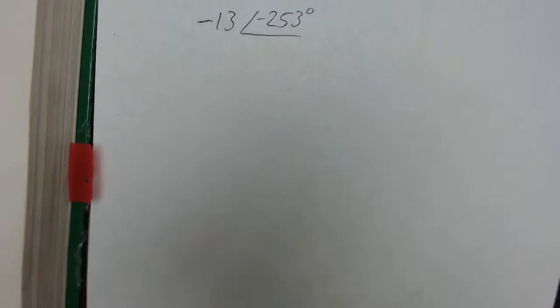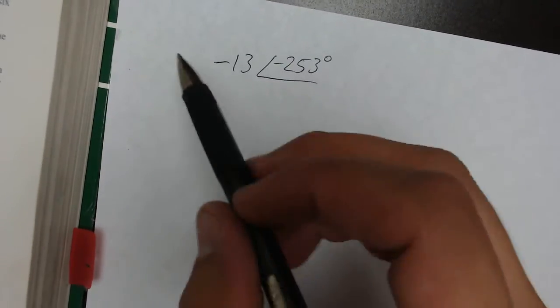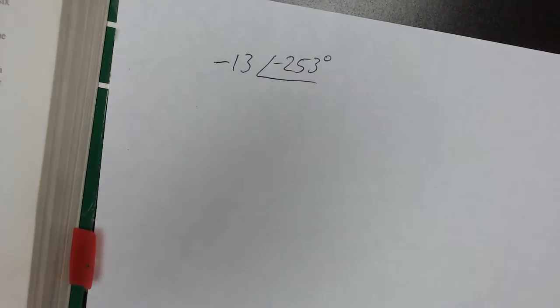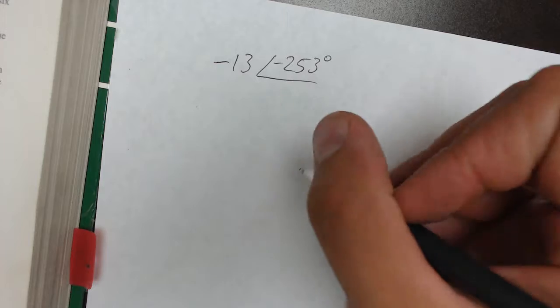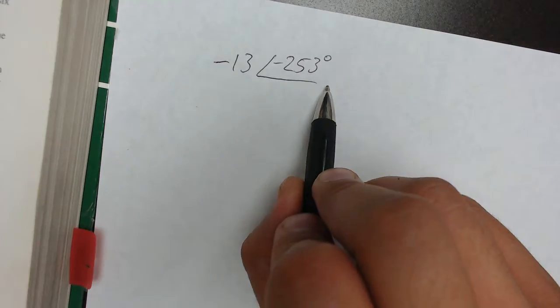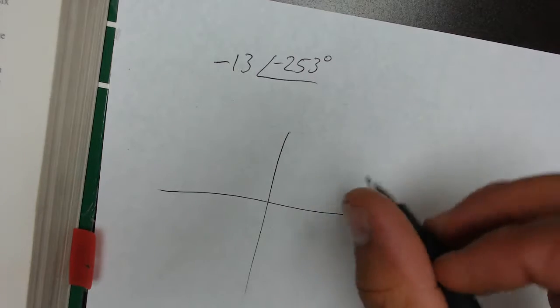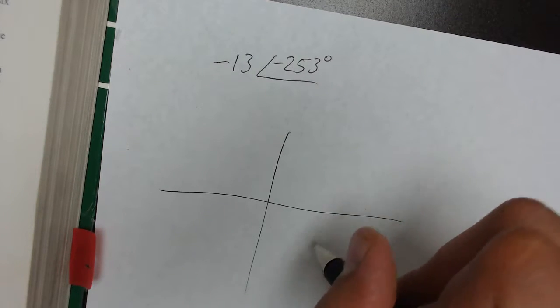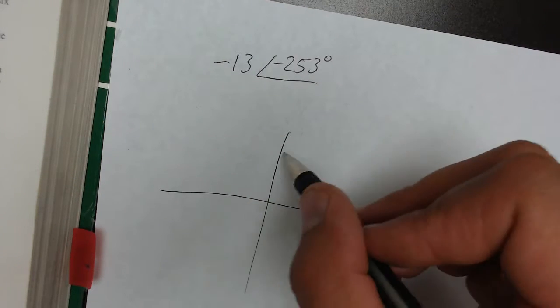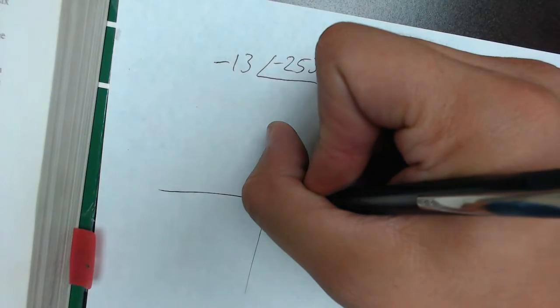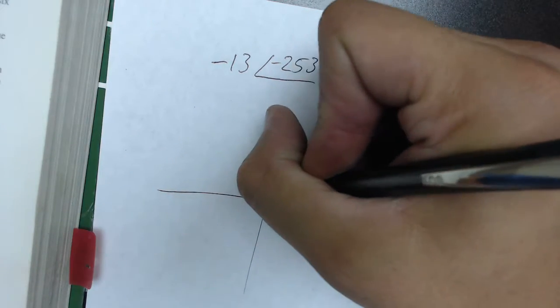Now, I'm not even on the paper. Here we go. Now we need to remember that this hypotenuse of negative 13, when it's a negative, is actually a reflection, and negative 253 is an angle of depression. So let's count in negative angles. We got negative 90, negative 180, negative 270. So negative 253 is going to be somewhere in here.